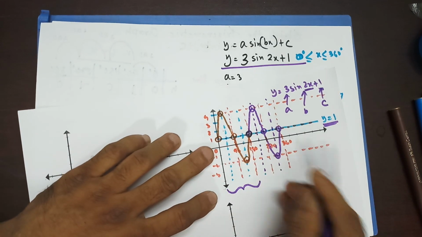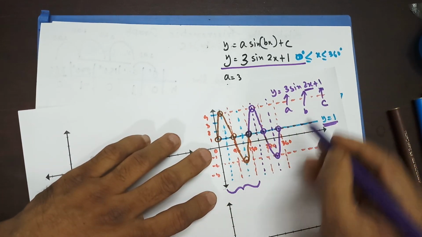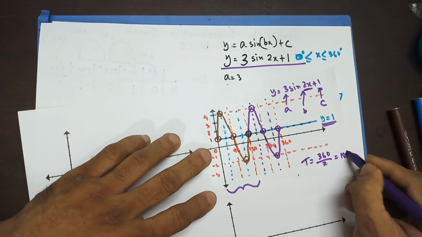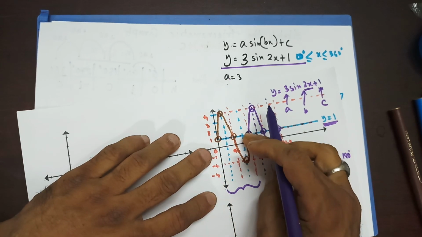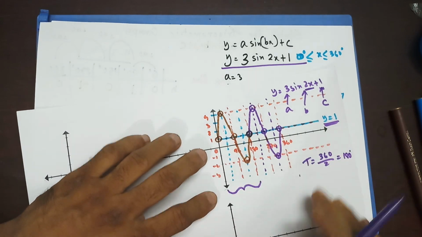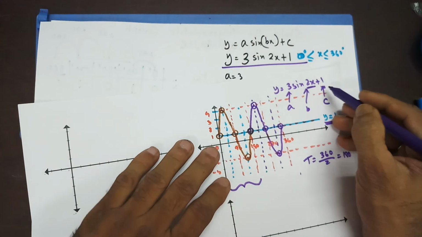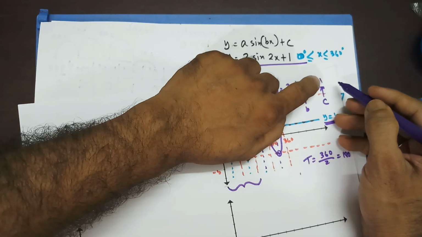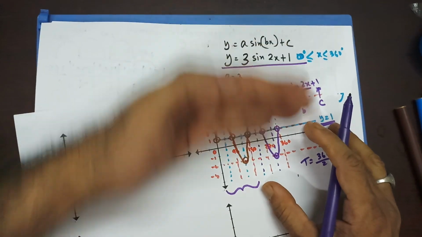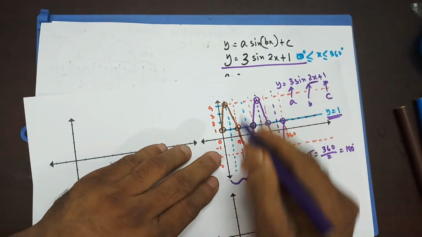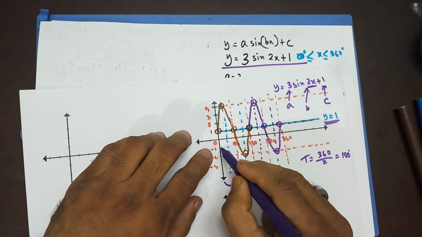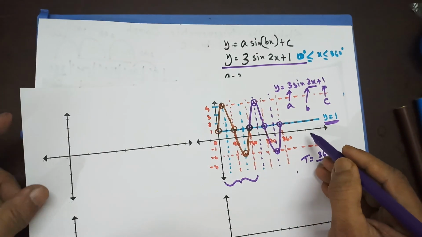So A equals 3, and the number of cycles is 2. The period T equals 360 divided by 2, which is 180 degrees. So within 180 degrees I have one complete cycle, and in another 180 degrees, that means within 360 degrees I have two of them. That's the graph. And this baseline shows the vertical shift. The graph is going to go up or down. If it was -1, then the same graph would come down, and this line would be over here.